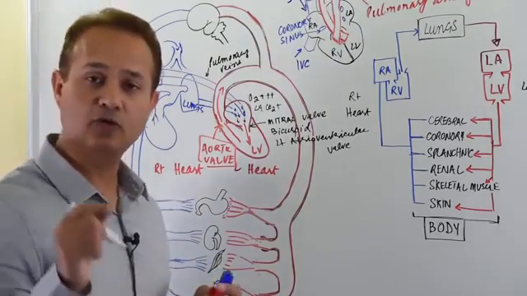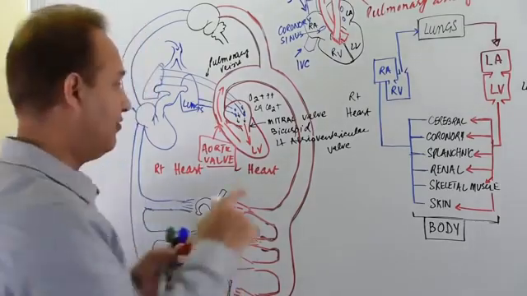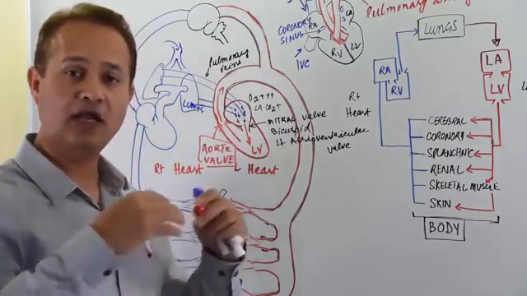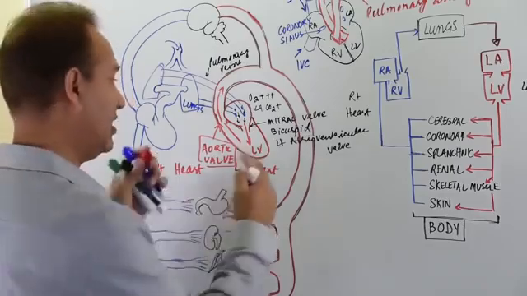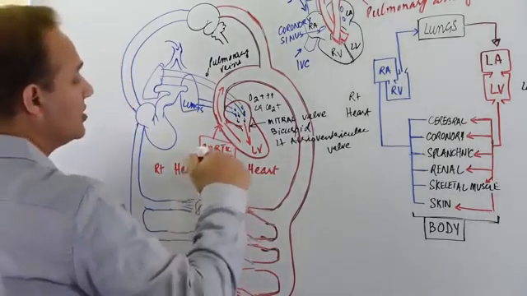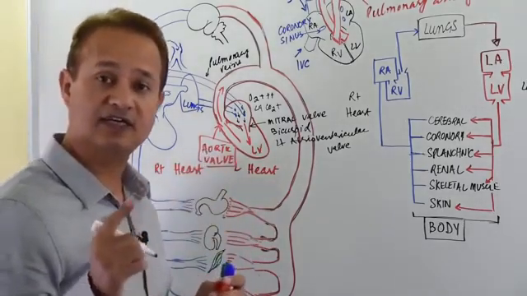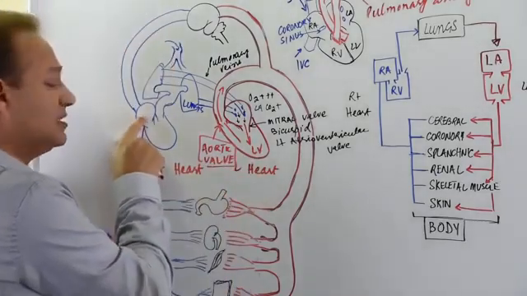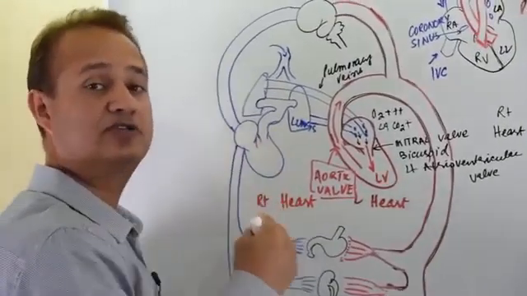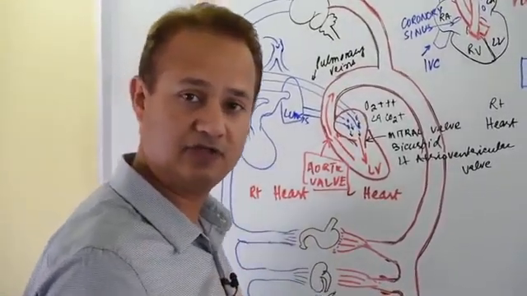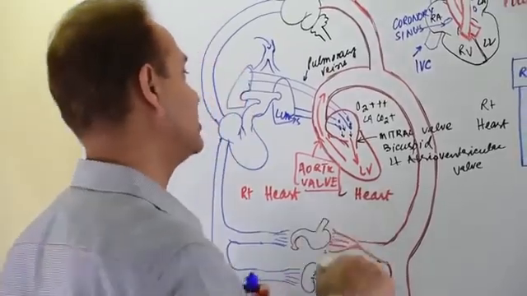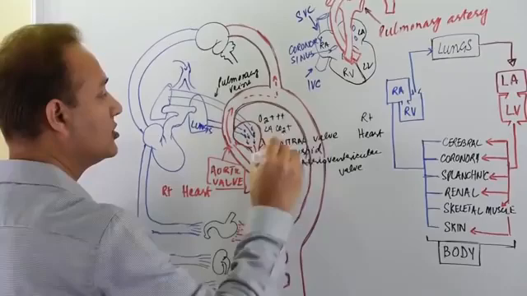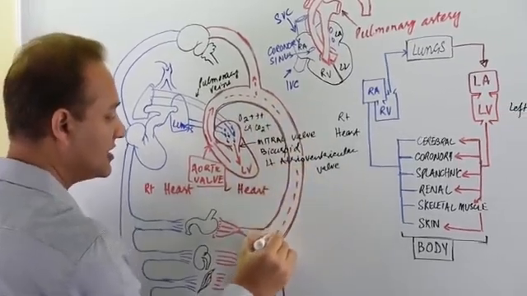Now remember this, that only the left AV valve is bicuspid, or has 2 leaflets. All other valves are tricuspid in the heart. Okay, so the right AV valve is traditionally called the tricuspid valve, although the aortic valve is also tricuspid and the pulmonary valve is also tricuspid. Anyway, so the blood comes out into the aorta. From here, it goes to the systemic tissues.